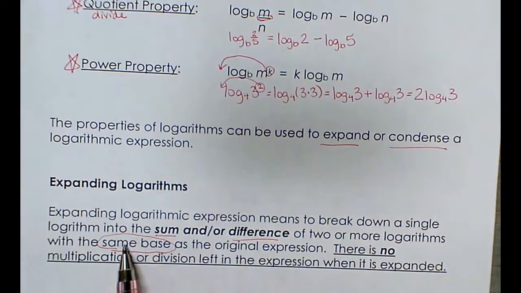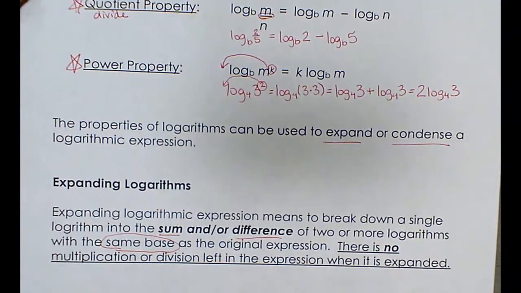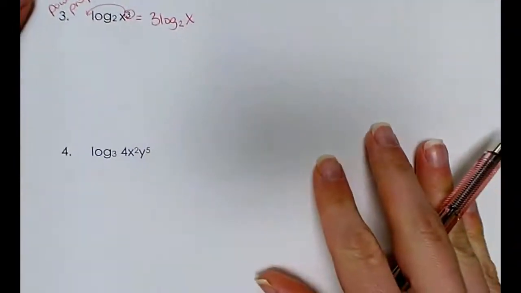If they don't have the same base, they're not like terms, you can't put them together. So when you break things apart and expand, your logarithms are going to have the same base as the original expression. There is no multiplication or division left in the expression when it's expanded. So if you think you're done, you look at your problem, and if you've got multiplication or division left over, then you're not done. So let's go to example 4, the last one on the second page.